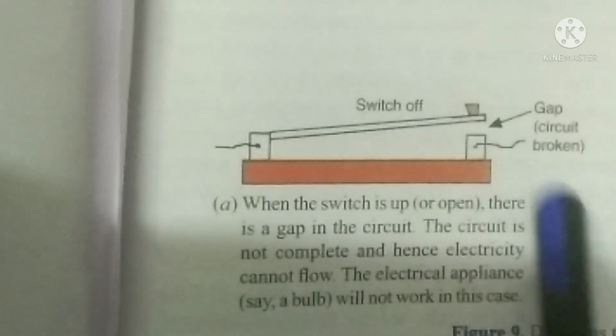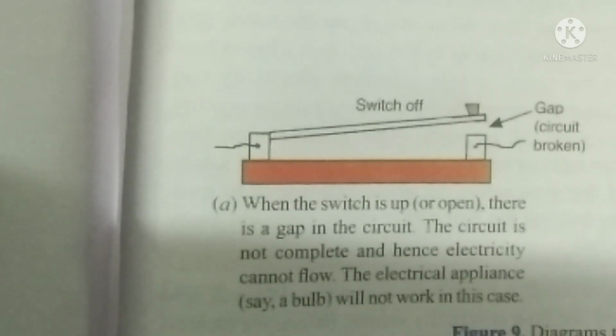Now, this is just a small model of your switch. Now, what is a switch? A switch is a simple device which is used to open or close, or you can also say which is used to control the flow of electricity through a circuit. Whenever you want to break the circuit, we switch off. And whenever you want to close a circuit, we switch on.